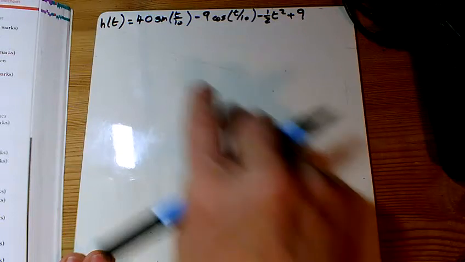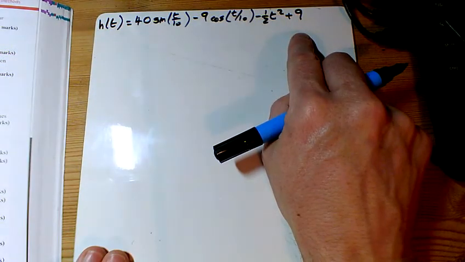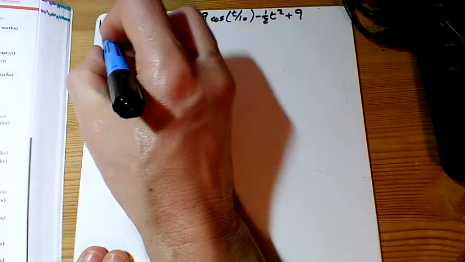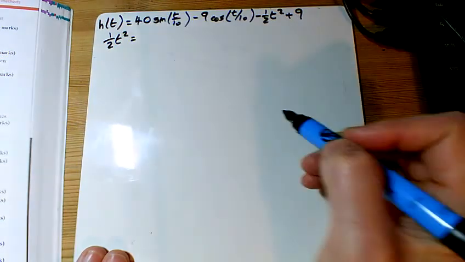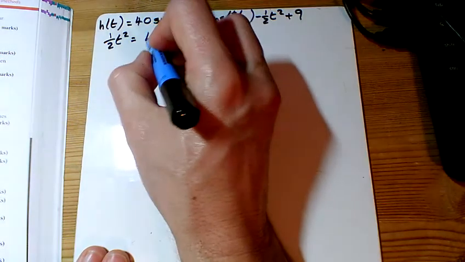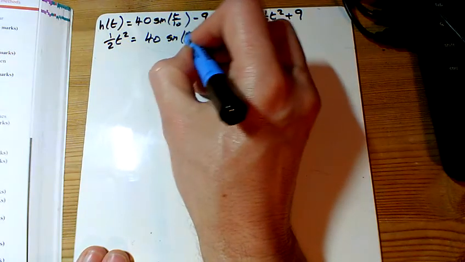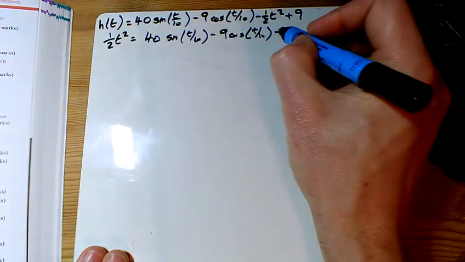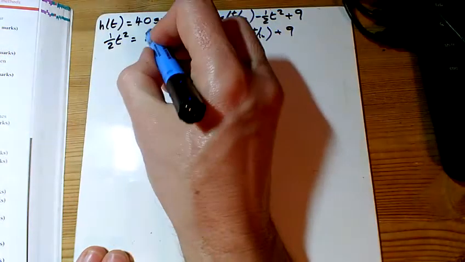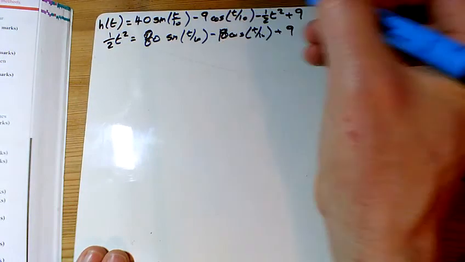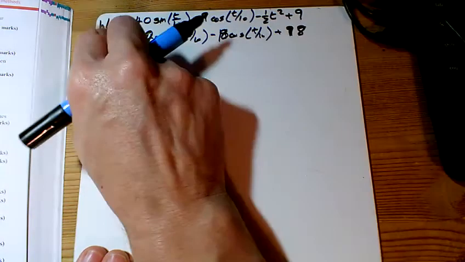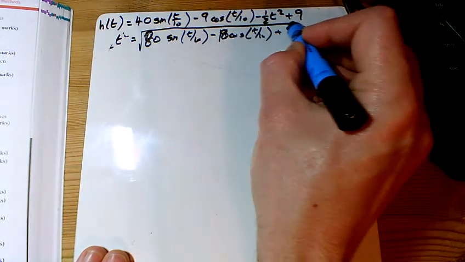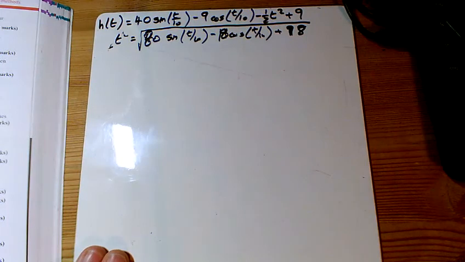Question 4, we've got this formula here and we're being asked to rearrange it. So if you put a 0 in here, and then we'll add that to both sides. I'm not going to write it all out again, but if I put a half t squared there, I'd get 40 sin(t/10) minus 9 cos(t/10) plus 9. If I times it all by 2, that can be an 80, that can be an 18, and that can be an 18. And then I can square root it, so I've got the square root of all of that, which I think is what they wanted us to do.